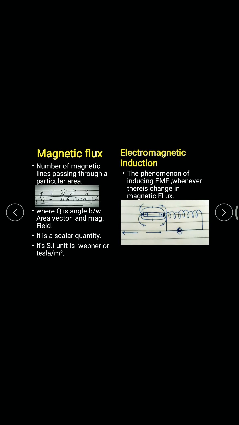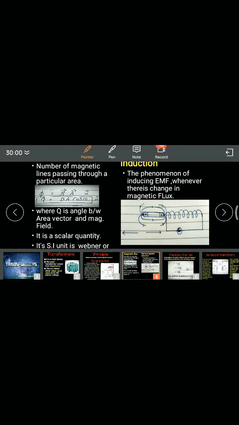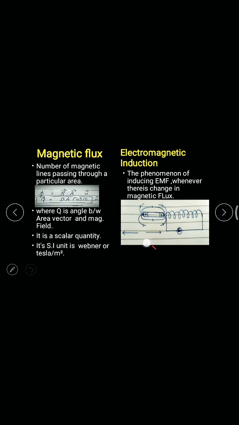For understanding the working of transformers in a better way, we have to understand the magnetic flux. What is a magnetic flux? The number of magnetic lines passing through a particular area is magnetic flux. For example, I am having this particular area and the magnetic field lines are passing through it, so we have obtained a magnetic flux.